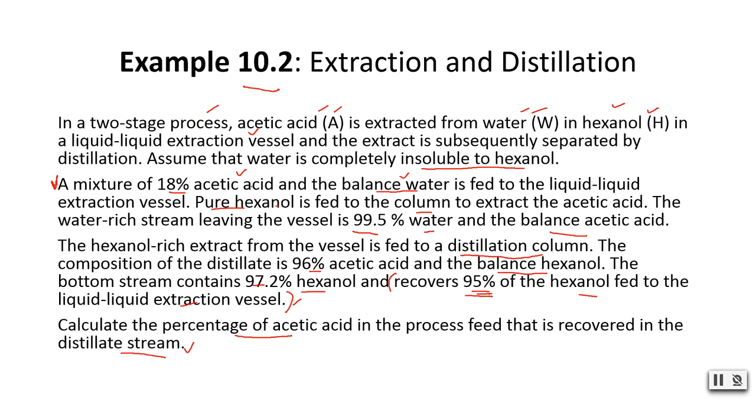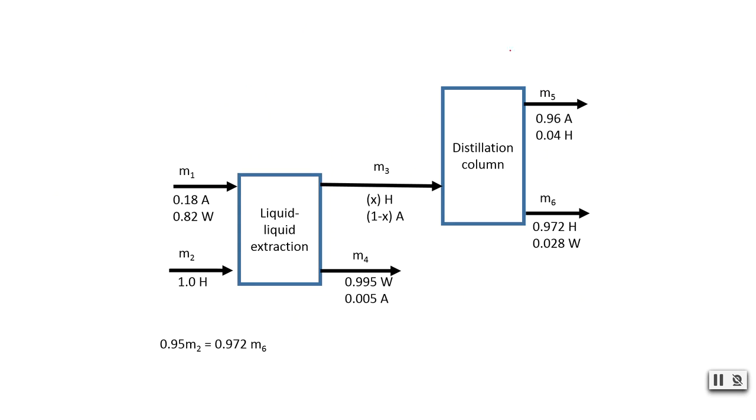Again, the first step is to read and try to understand the whole picture of how to solve this problem. The way to do it is to draw the block diagram so that we get more understanding and a clearer view of what is going on. It consists of two processes, extraction and distillation, in which M1 is the feed and M2 is the pure hexanol. M1 is the feed that contains 18% acetic acid and 82% water.